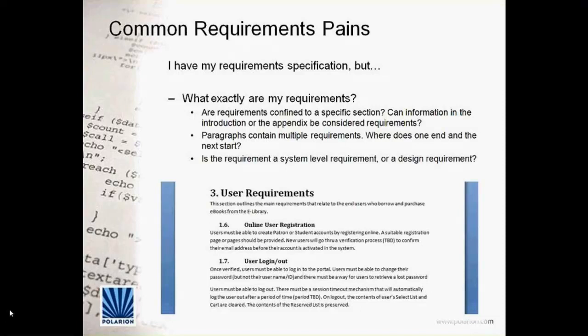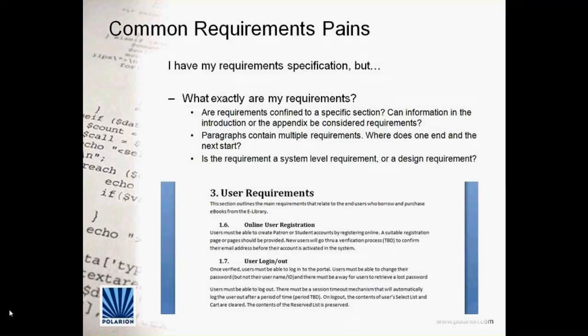And this is especially true for customers who don't really have any regulatory oversight quite yet, either because their industry doesn't require it or they just haven't got to that level yet. But everything's as you would think about things. For example, this first one: users must be able to create patron or student accounts by reader ID, a suitable registration page or pages should be provided, and so forth. It's one paragraph, but it really encompasses a lot of ideas. And that's really what the second bullet point is about. Paragraphs may contain multiple requirements.